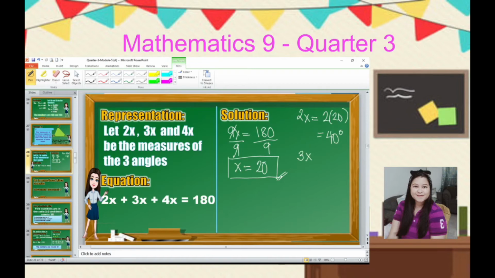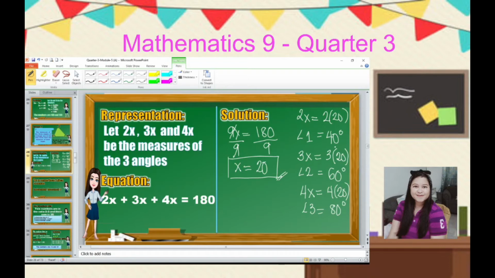Pangalawa, 3x naman. So, yung 3, kopyahin natin yung x, palitan natin nung nasolve natin kanina, which is 20. So, that is 3 times 20. So, that is equal to 60. So, therefore, yung second angle, ang sukat ay 60 degrees. And the third angle is 4x. So, 4 multiplied by 20. So, 4 times 20, that is equivalent to 80 degrees. So, therefore, ito yung sukat ng angle 1, ito yung sukat ng angle 2, and then ito yung sukat ng angle 3.